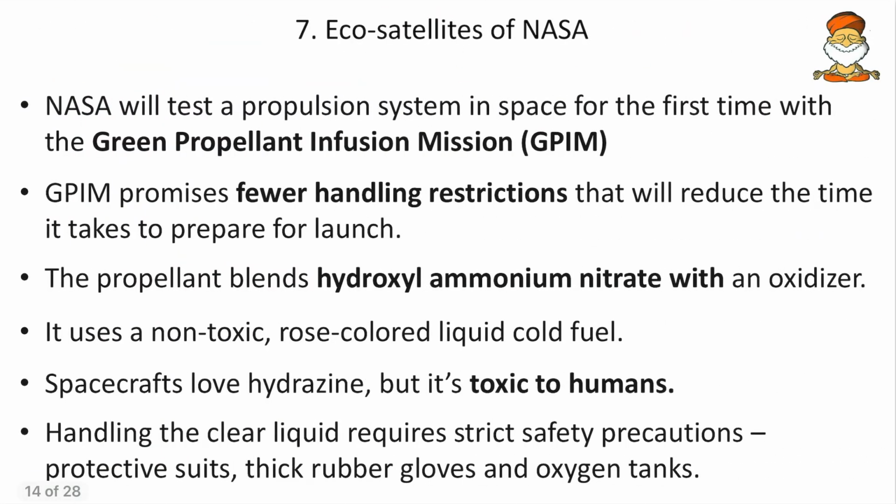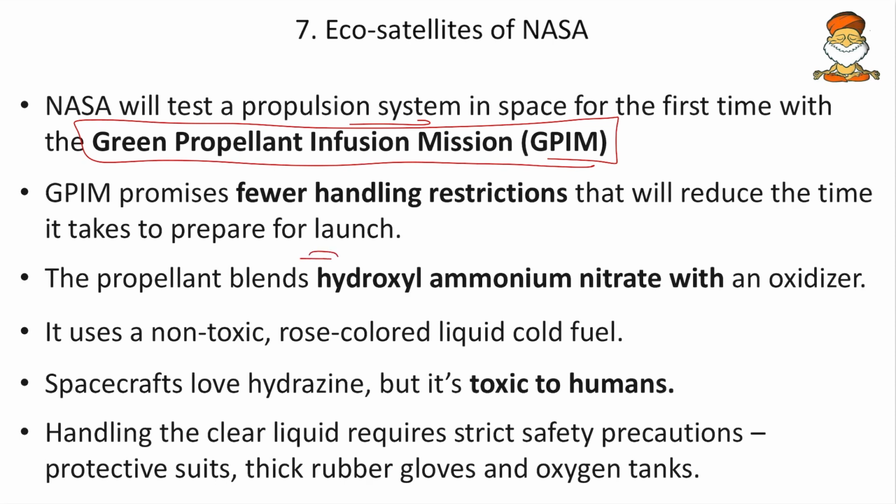Then come to the next, eco satellites of NASA. Now NASA is going for eco-friendly satellites. It is using a green fuel. So what is that? NASA will test a propulsion system in space for the first time with the Green Propellant Infusion Mission. So this mission is the Green Propellant Infusion Mission, in which we are infusing green propellant. Then GPIM promises fewer handling restrictions that will reduce the time it takes to prepare for launch. So people can handle that easily because it is not so dangerous. The propellant blends hydroxyl ammonium nitrate with an oxidizer. So this is the chemical that is present in GPIM, the green fuel.